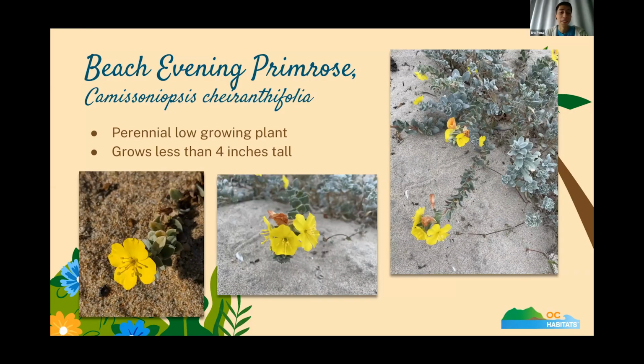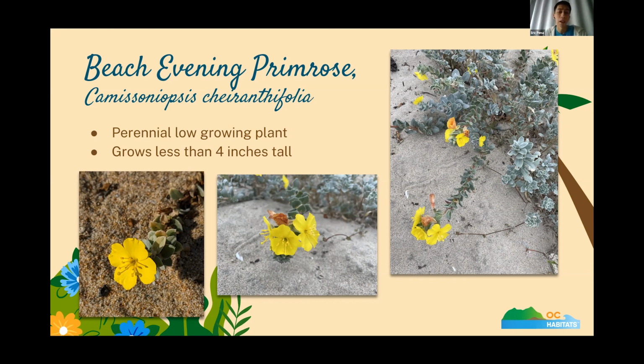So our first one is the beach evening primrose, the scientific name Camissoniopsis cheiranthifolia. These are perennial low-growing plants. Perennial means that the plant can live multiple years. There you have perennial plants and you have annual plants. Annual plants live for usually 1 year.